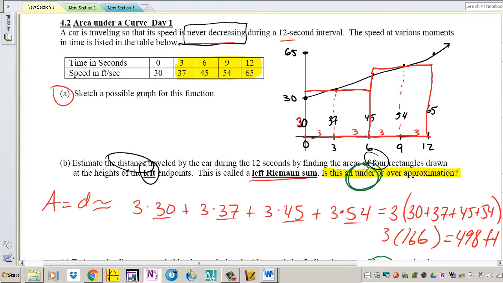So now we have two rectangles. Now here's the tricky part. What are the bases of these two rectangles? 6, because you're getting the 3 plus 3. That makes a base of 6. That makes a base of 6. And instead of relying on endpoints for the heights, we're going to rely on the midpoints that we chose here. So we're going to do 6 times 37 plus 6 times 54.